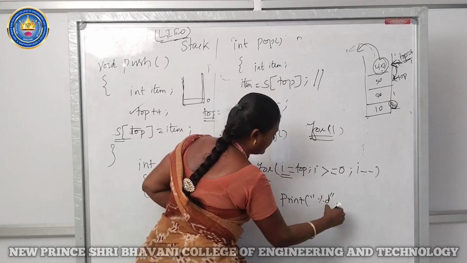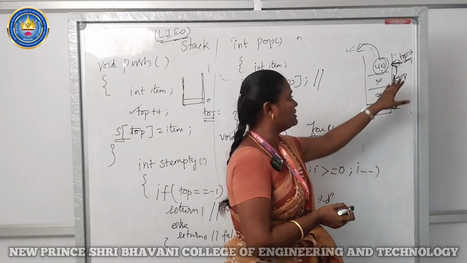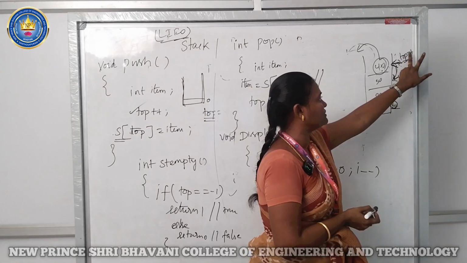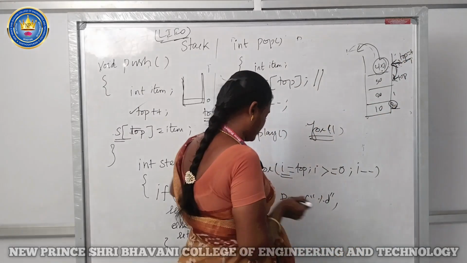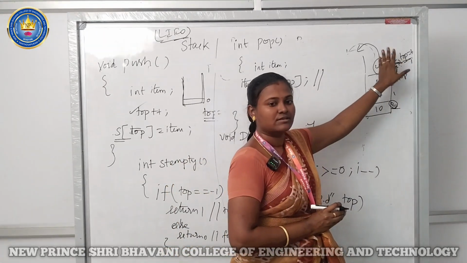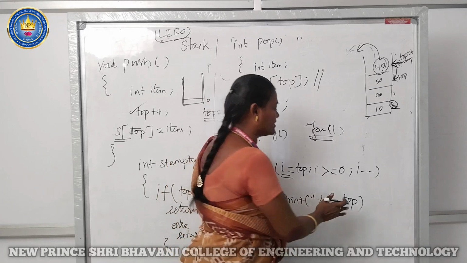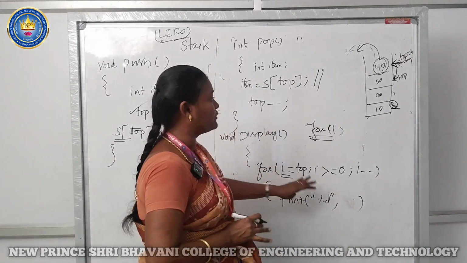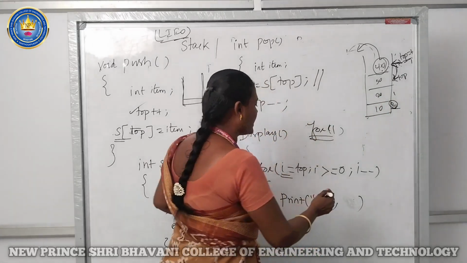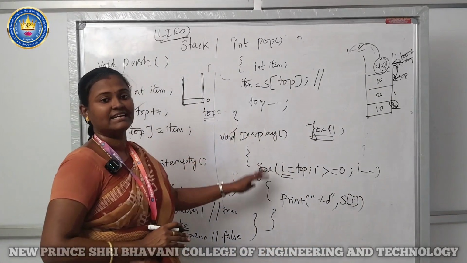So percentage d, comma. Now which information do we have to show: top or the array? If we print top, it just shows the location. In a stack, only the locations would be printed, and that is not a correct result. We have to print what all the elements in the stack are, so we have to print the array. How can we define that array? S of I. Okay, that's it. So this is the display of the stack.